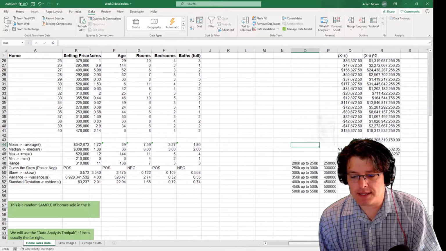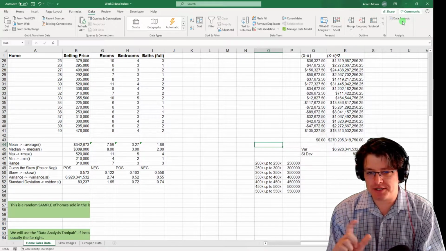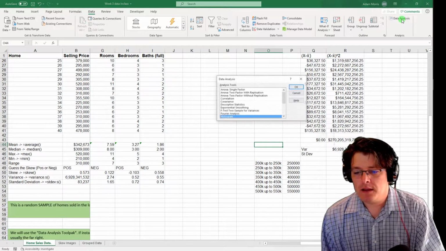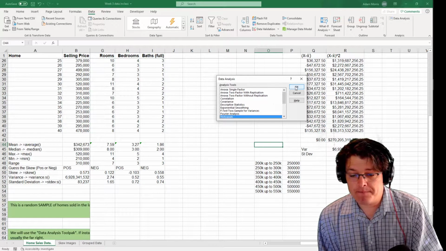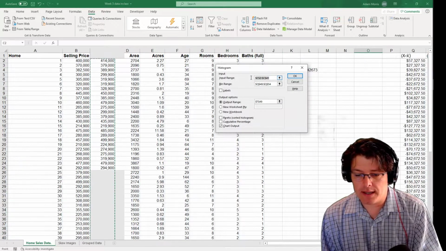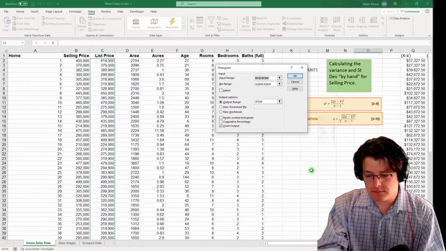And so that's going to be that shortcut, and we'll actually see it a couple times here. So we'll do the one that we're familiar with. We've seen this, the histogram. Okay, and that's not what I want.